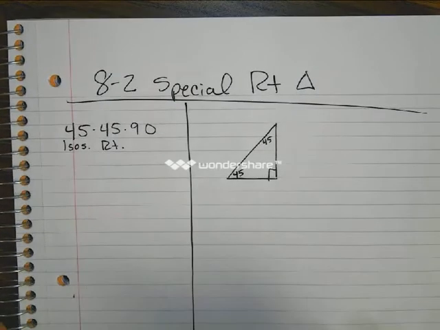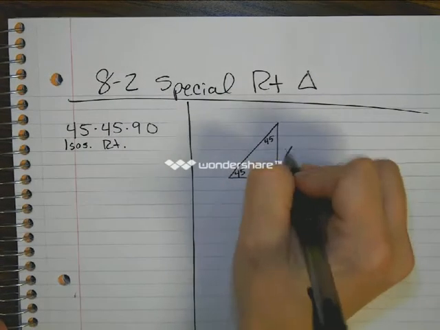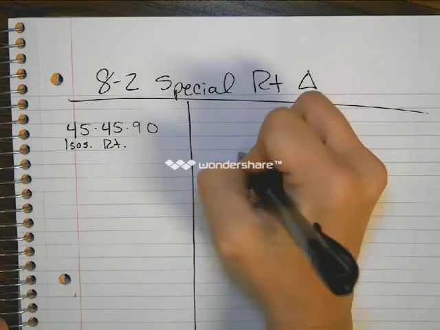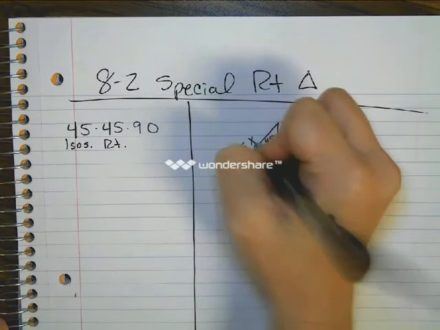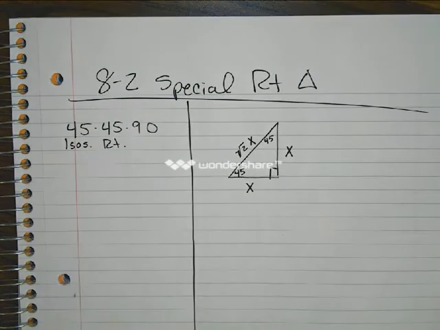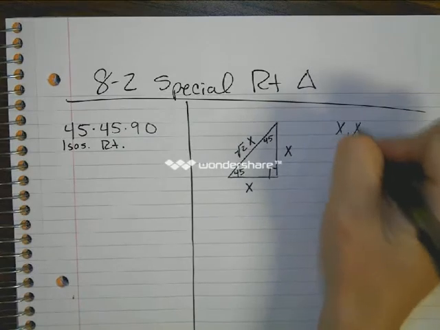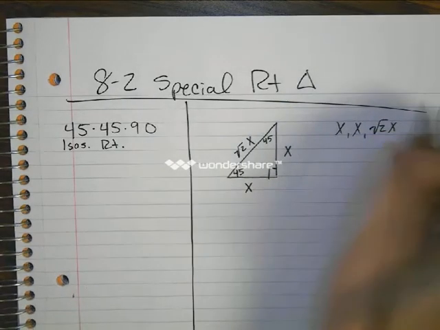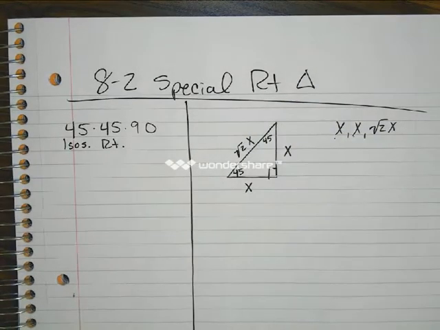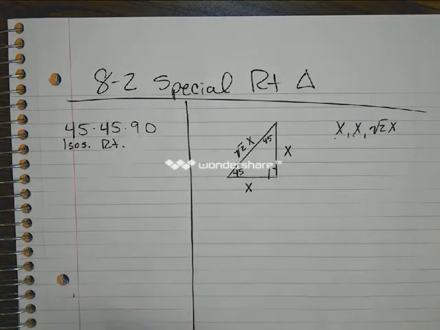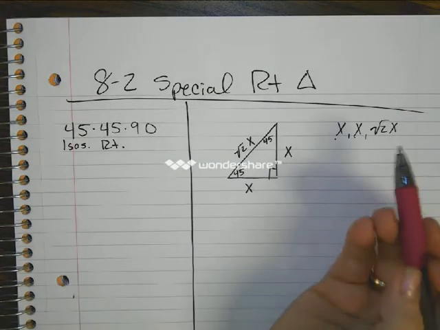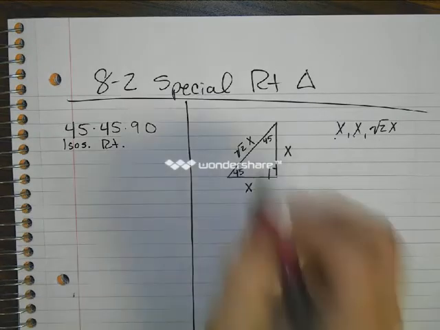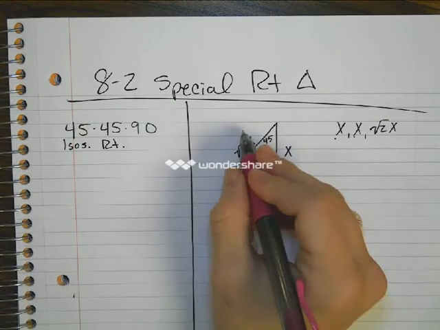A lot of your formula charts will give you this diagram, or sometimes they'll just list x, x, square root 2 x, and that's telling you the two legs and the hypotenuse. So basically what you're going to do in these pictures is you're going to be given one of the sides of the triangle. It doesn't matter which one. I could give you a leg and ask for the other two sides, or I could give you the hypotenuse and ask for the two legs.